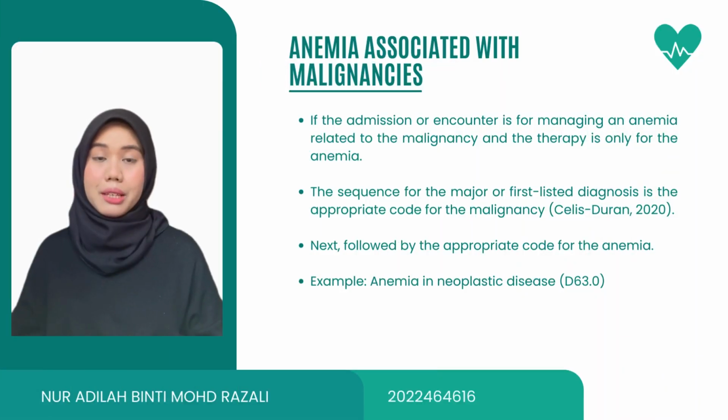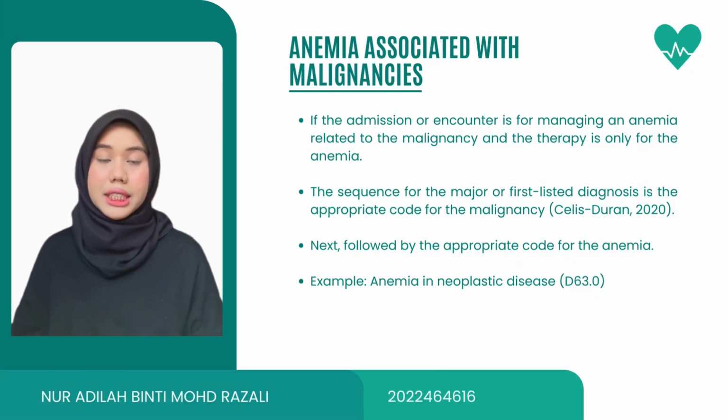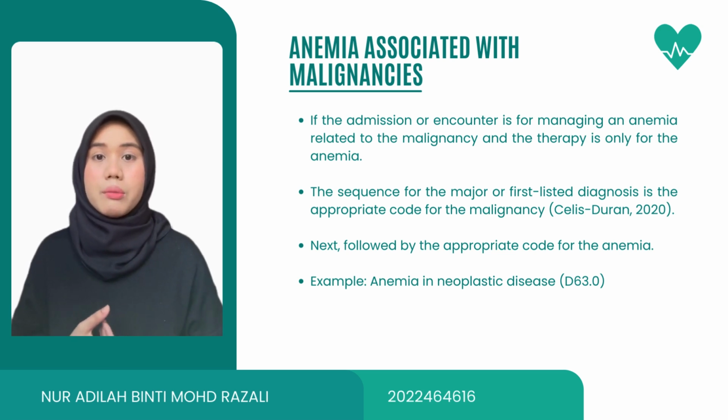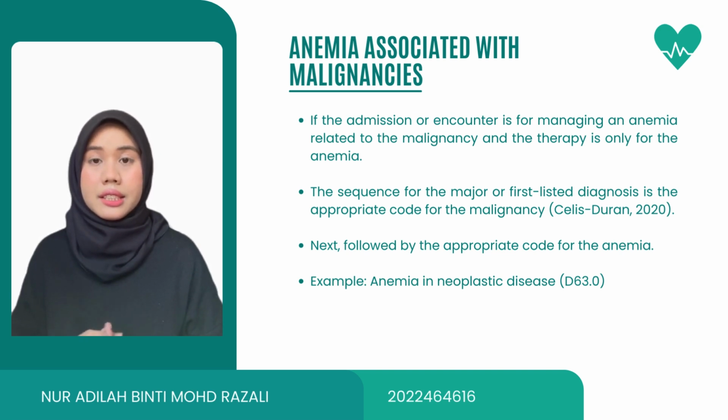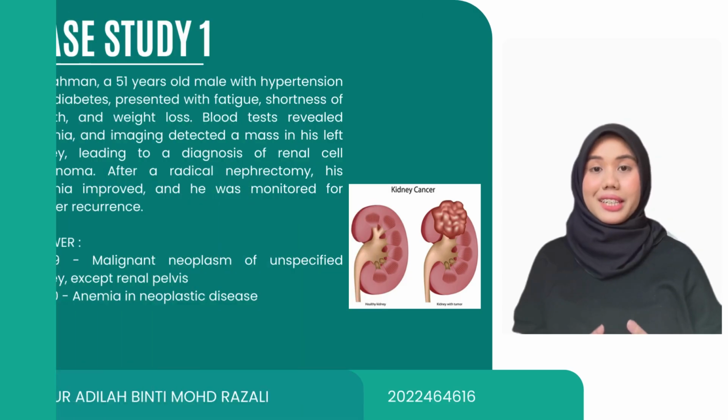When it comes to anemia associated with malignancies, the appropriate diagnosis sequence is essential. If the admission or encounter is for managing anemia related to the malignancy and the therapy is only for the anemia, the primary diagnosis should be the code for the malignancy, followed by the code for anemia. For example, anemia in neoplastic disease is coded as D63.0.